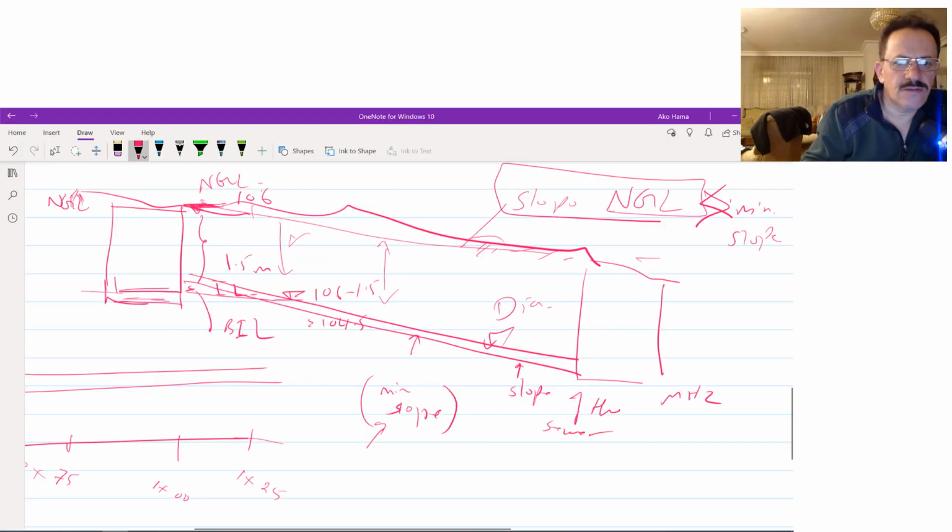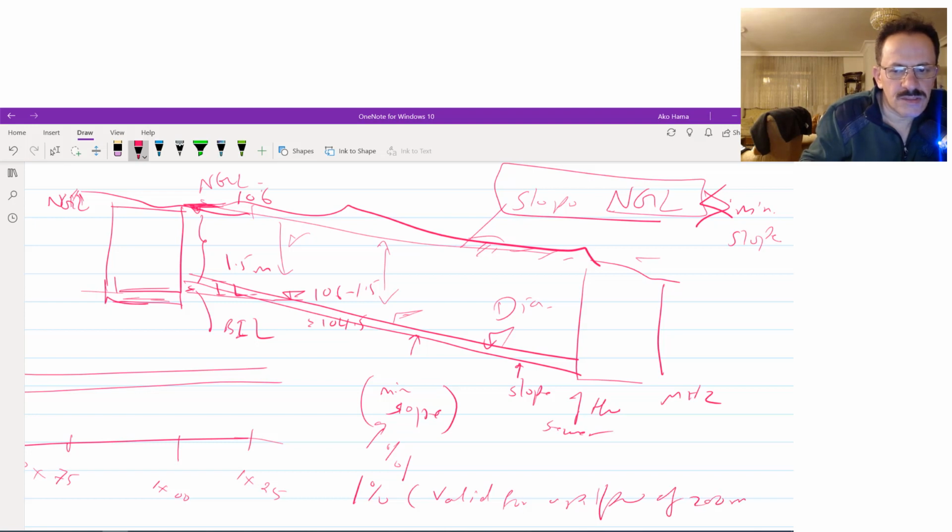Back to what we have here, 1%. So I have the slope of this sewer based on the minimum slope, which is 1%. This will be valid for a pipe of 200 millimeters, so assuming that I am starting with a pipe of 200 millimeters.